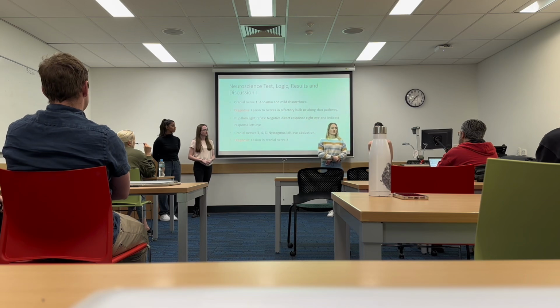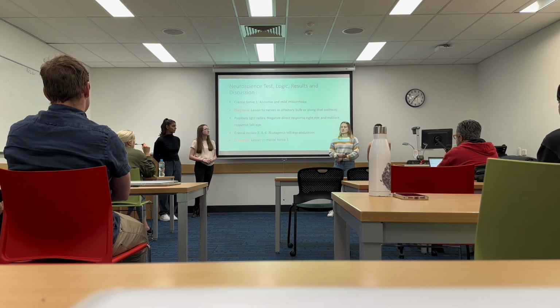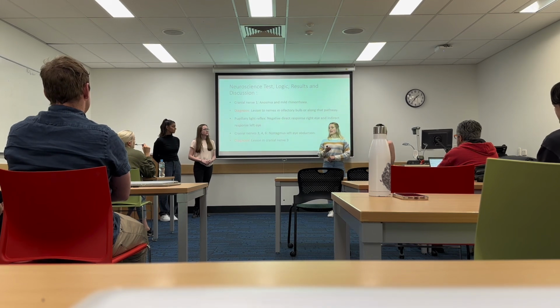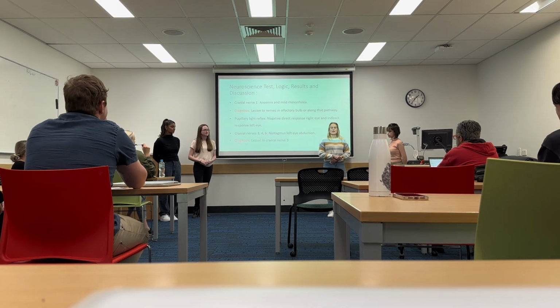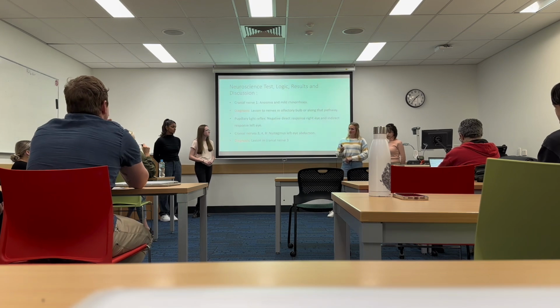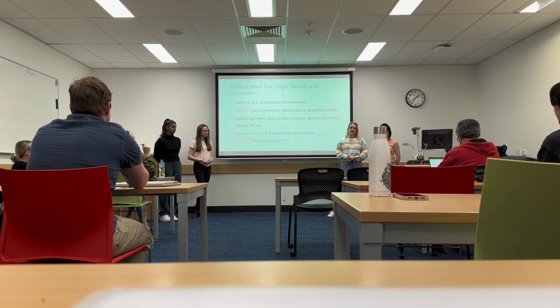Assessments of cranial nerves 3, 4 and 6 for extraocular movement resulted in nystagmus in the patient's left eye upon abduction, as well as non-functioning adduction of the right eye. This is indicative of a lesion in cranial nerve 3.